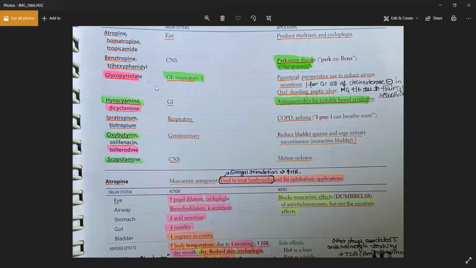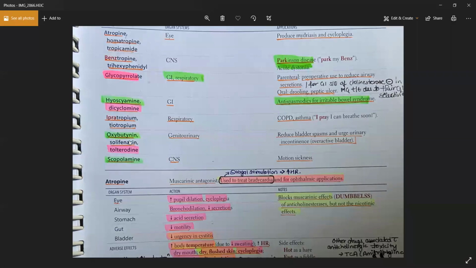Similarly, you can use glycopyrrolate in the GI tract also to clear the GI secretions. Just like that, you will use this drug in preoperative conditions just before the surgery, because you want to clear the secretions for the endoscopy or for any tube passage, right? So you use glycopyrrolate for it.